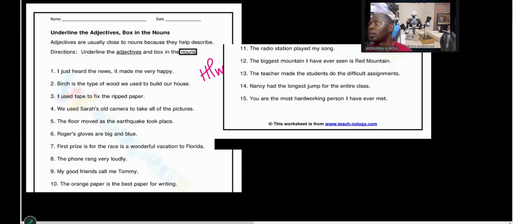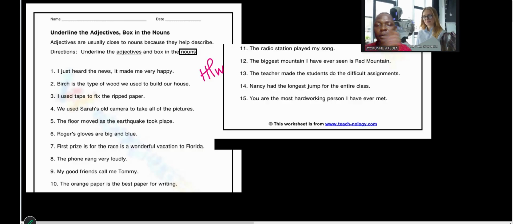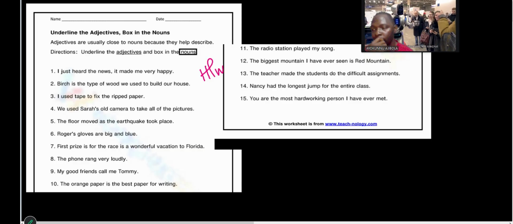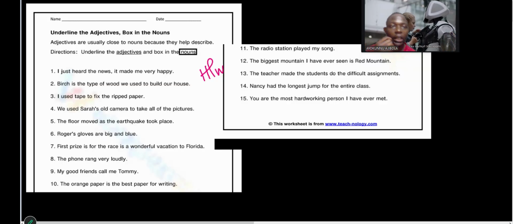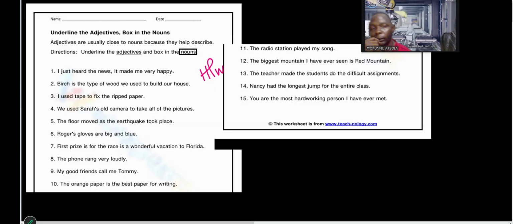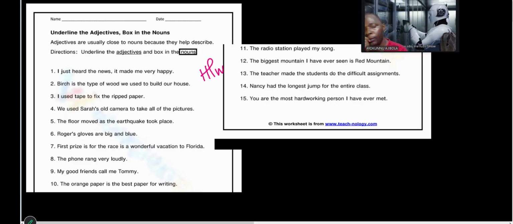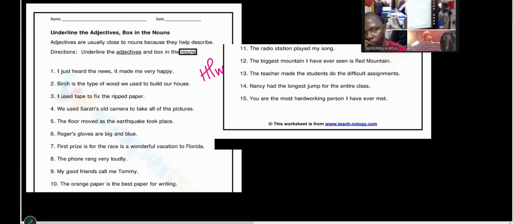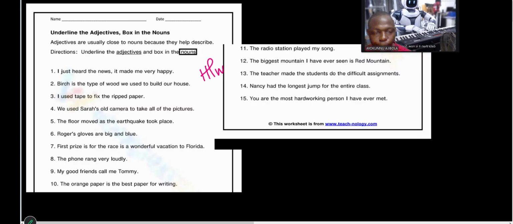Or if I say it was such a big occasion. So what's the noun? What is the adjective? Occasion is the noun. Then what's the adjective? Big. Now you know what to do, right? Yeah. Okay. So you can do it now. Do it as classwork.